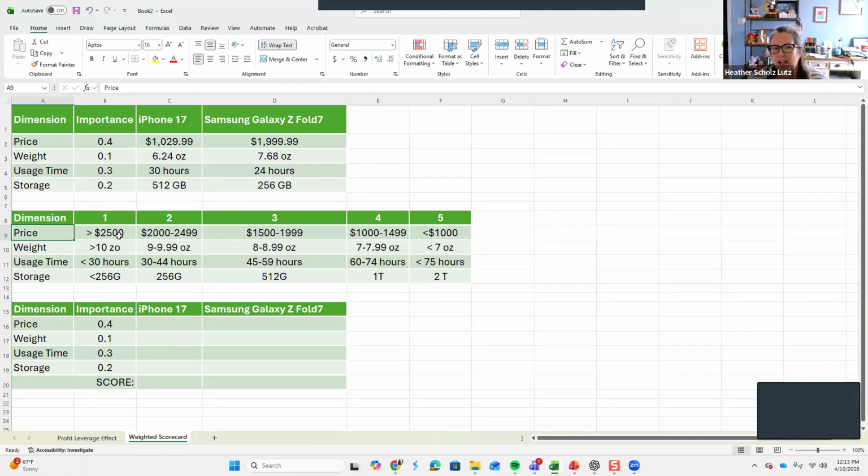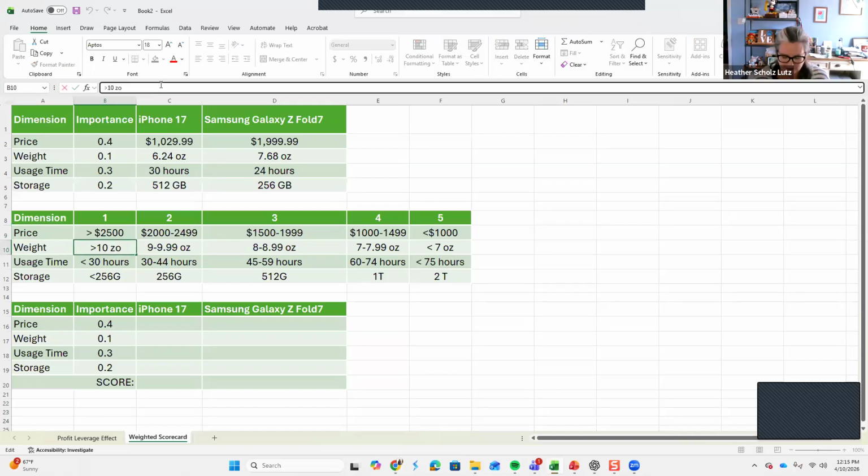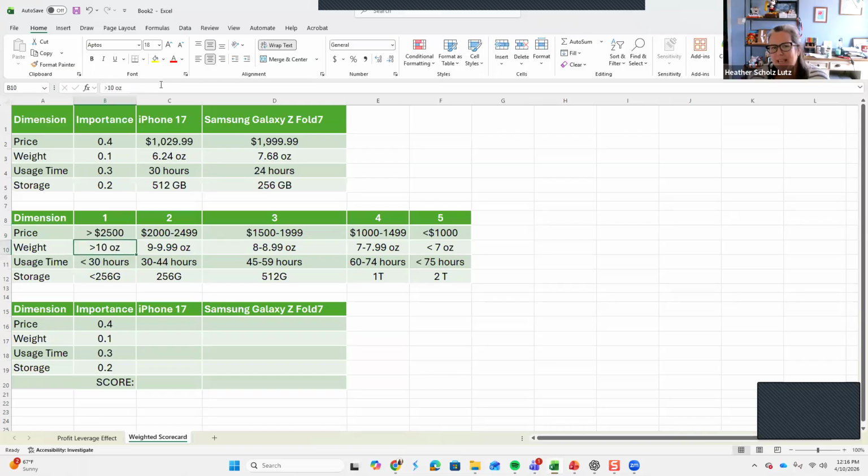Price, you can see, is what they call negatively scaled or reverse scaled, because most of us don't like to spend extra money if we don't have to. So the higher the cost, the less we want to give it a good score. The same with the weight there. This one should have been ounces if I can type correctly. The heavier, the worse, because we're carrying it around all day. But we want it to have more usage time and more storage. So again, you're going to take these numbers and translate them.